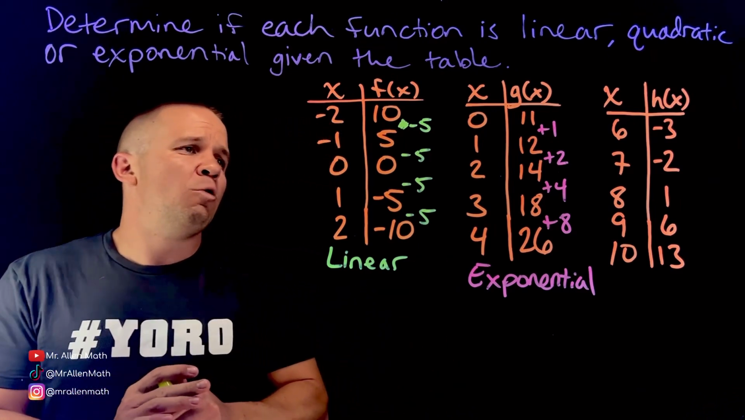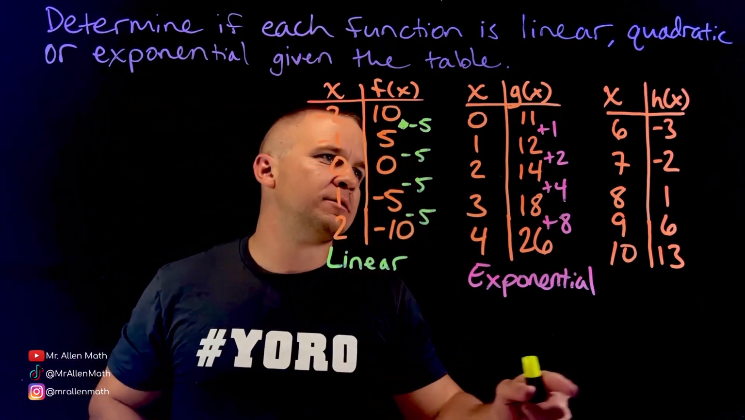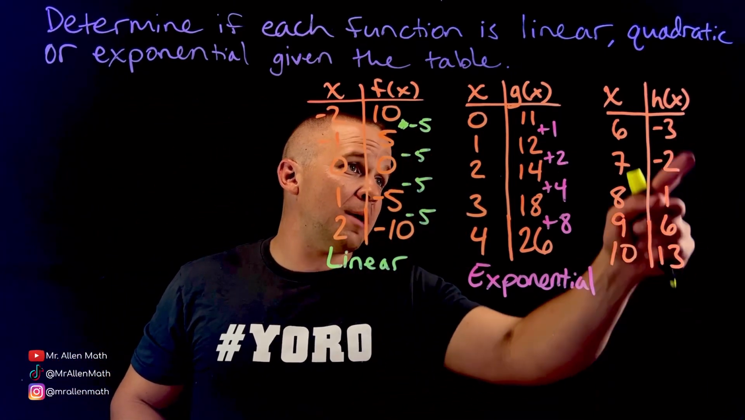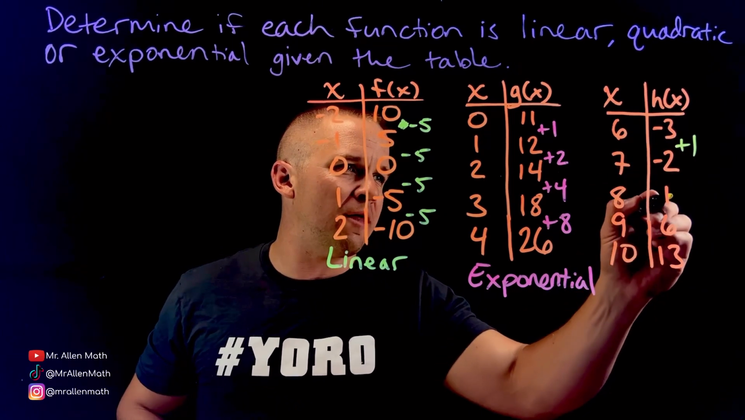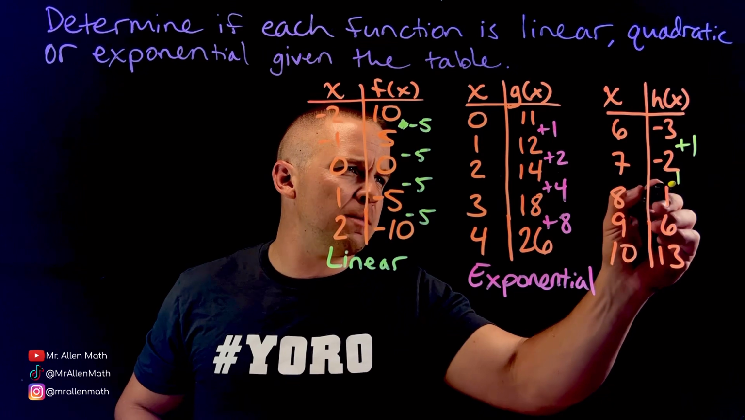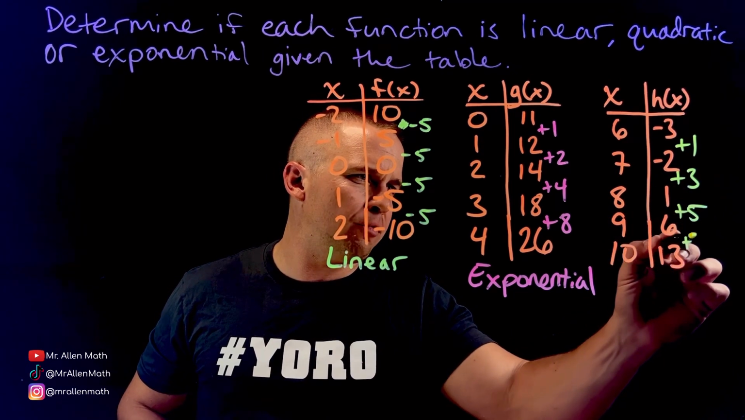Last one here. We have 6, 7, 8, 9, 10. Yay! They're all going up by 1. Then I have to look at my y values, or my h of x values. They're changing differently. So we have plus 1 on that one. -2 to 1, that's plus 3. Then I got plus 5 and plus 7.